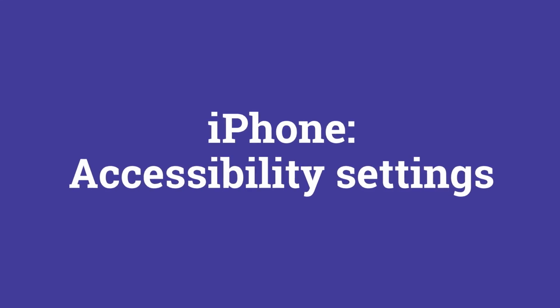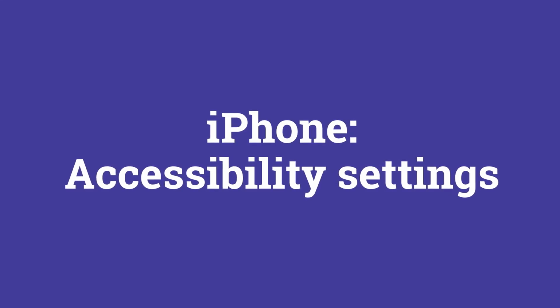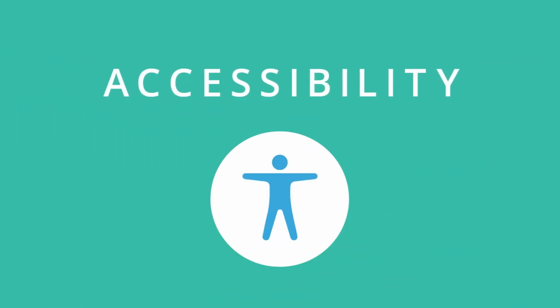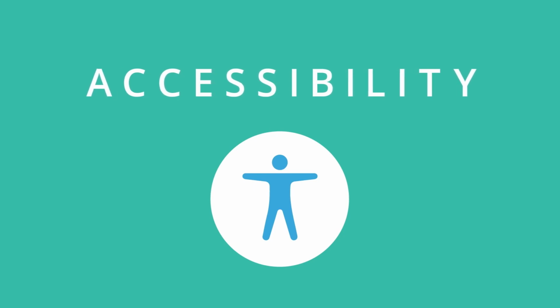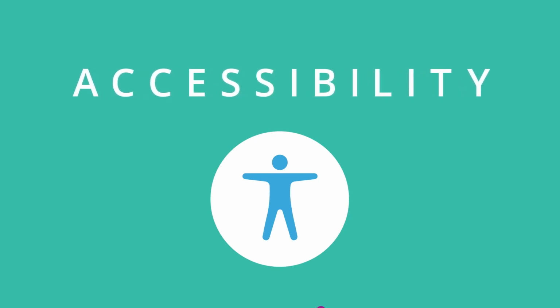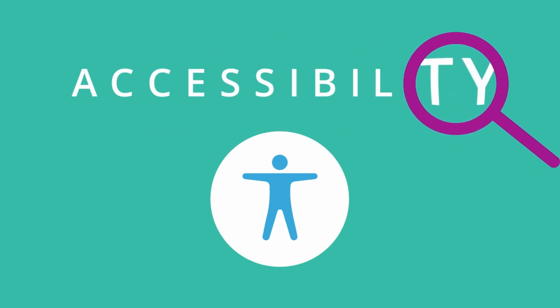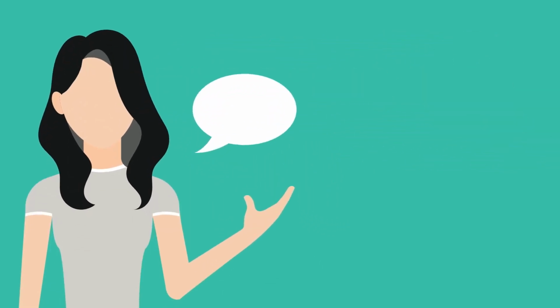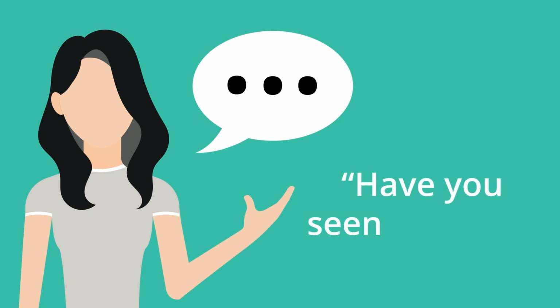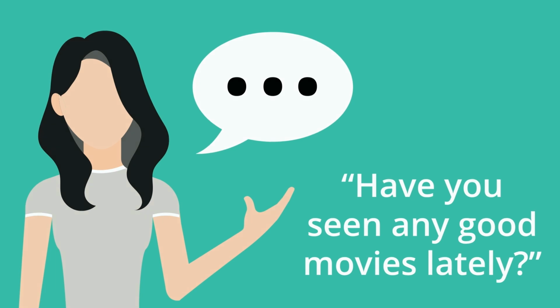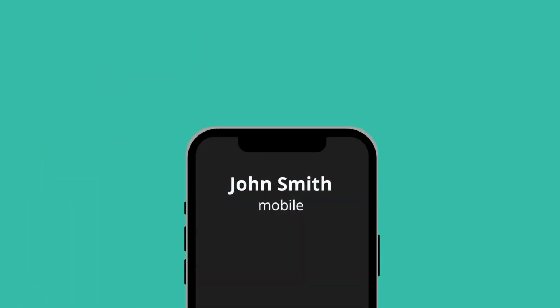Welcome to the iPhone Accessibility Settings course. You'll learn about some of the accessibility features on your iPhone, including how to make text easier to read, how the phone can convert what you say into text, and how the camera's flash can alert you to messages and phone calls.